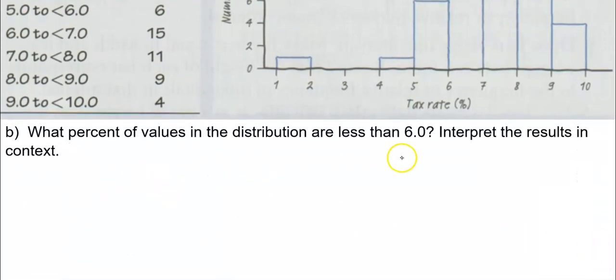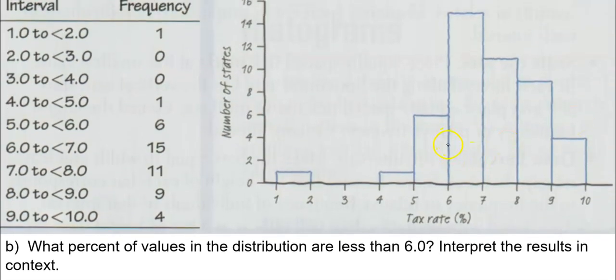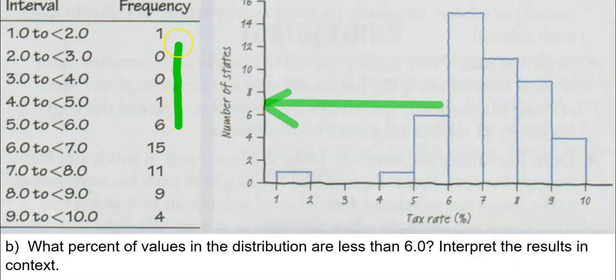What percent of our values in the distribution are less than 6%? Interpret these results in context. Less than 6% would be all of these numbers from our table, because sometimes using the table is just easier.